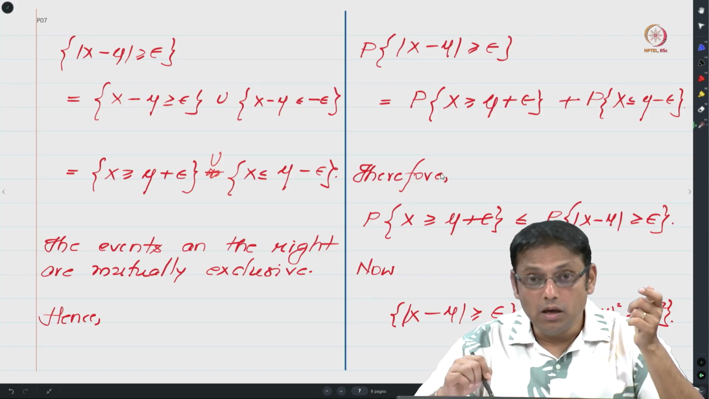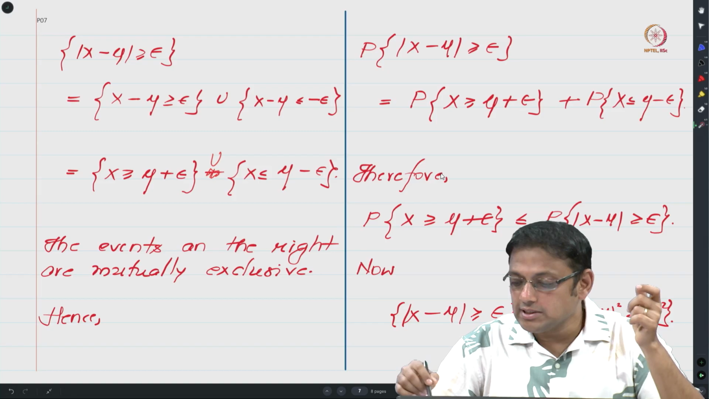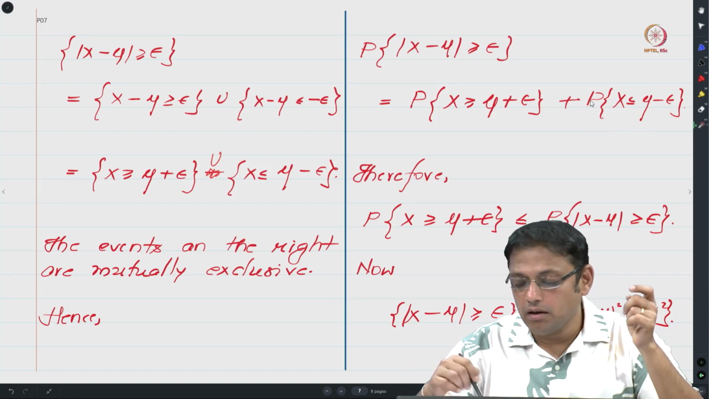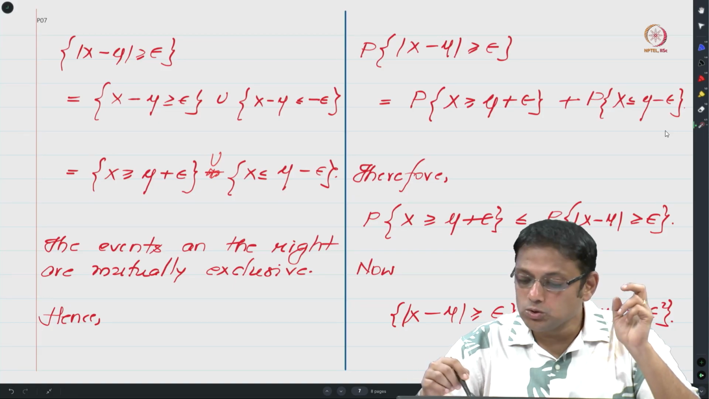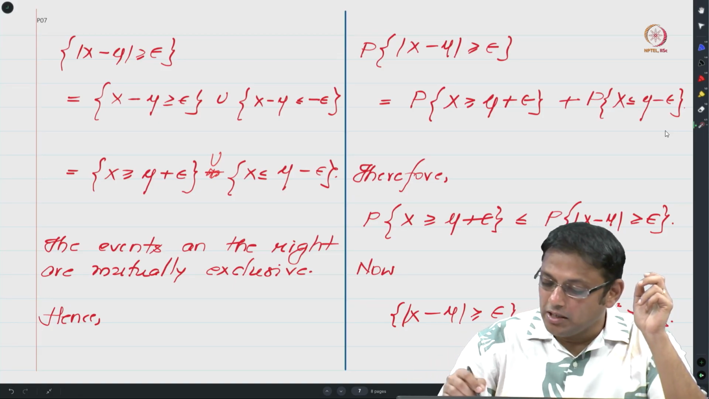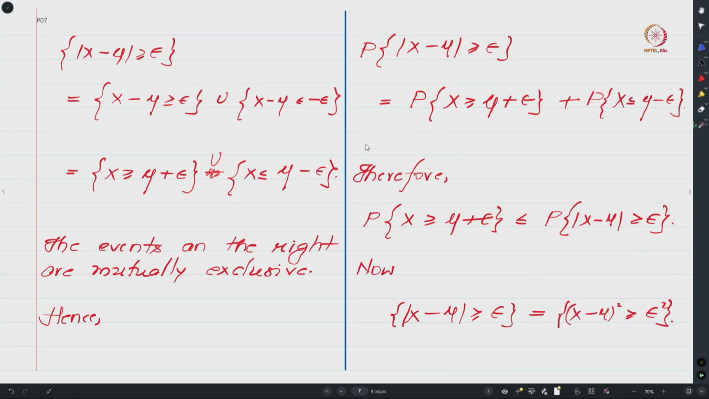And consequently, one can conclude that because this event has non-zero probability, I mean any event has non-zero probability, hence one can conclude that the probability of this event, which is what we have over here, is less than or equal to the probability of this event. In other words, this probability must be greater than this probability, and this is exactly what we have written over here.